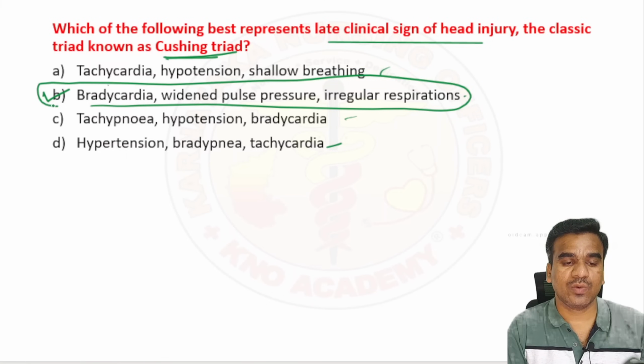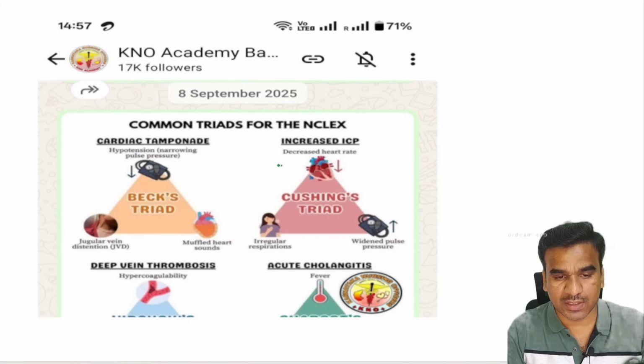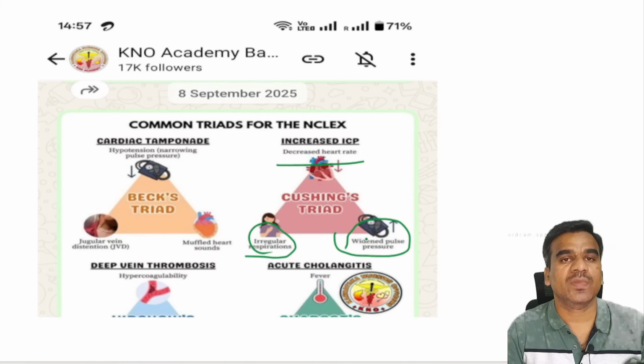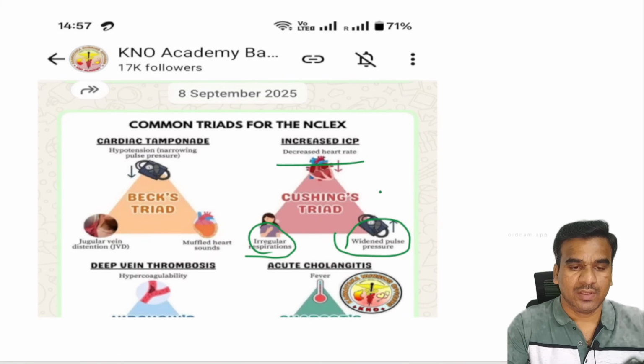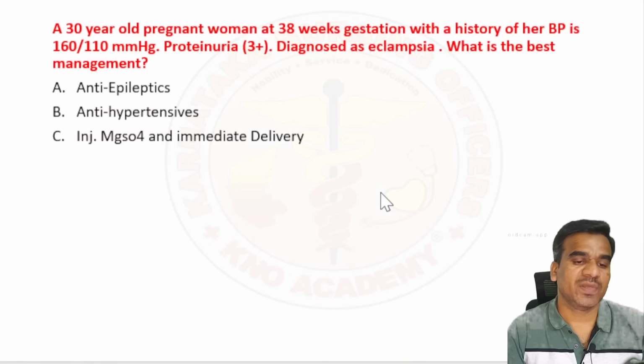The same notes we have shared in the WhatsApp channel. Here we can see decreased heart rate, bradycardia, irregular respirations, and widened pulse pressure. I think those who are not following might not be aware of this. Okay, then we'll move to the next question.